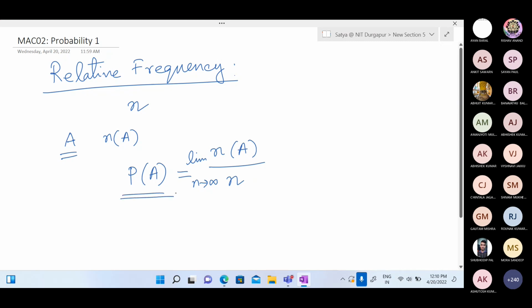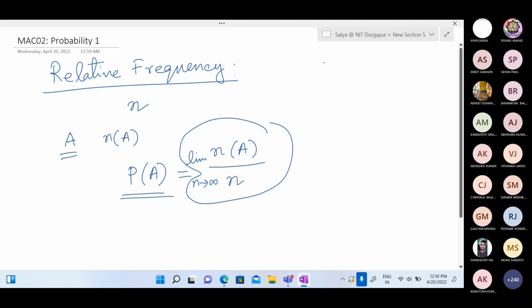But sometimes this limit may not converge, because what you have observed in the sequence is not always smooth, it may be random. So it may not converge, but when we take n very large, we can consider this value as some finite value. So this is the definition.